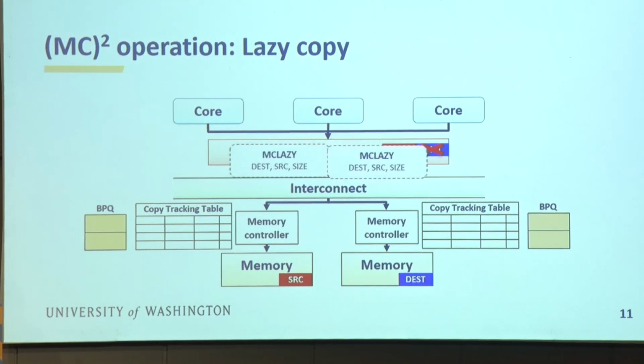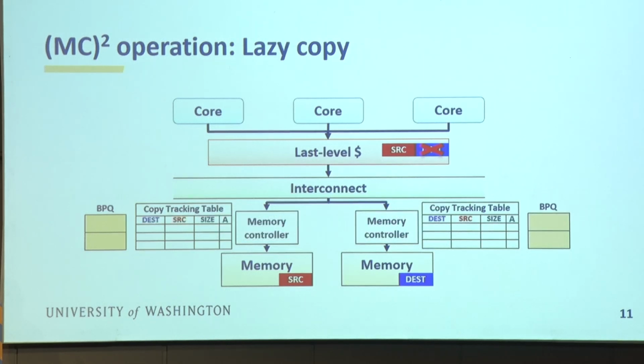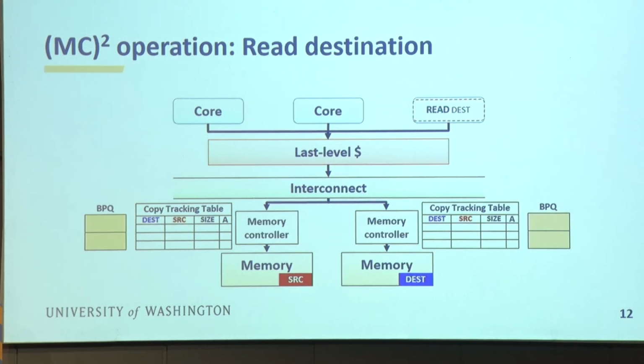The packet is then broadcasted to all the memory controllers where the operation is added to the copy tracking table. And now we'll look at how reads to the destination buffer are impacted by the operation. So when the CPU reads the destination, we need to obtain the correct data from the source since the data wasn't actually copied. So the access first proceeds as normal.